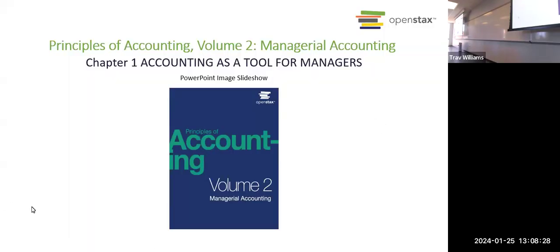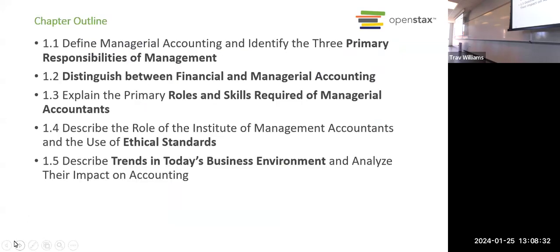Right. And like I said, we'll just do a quick review. We are learning about what managers do, since those are the folks we're learning to make reports for, right? We talked about the difference between financial and managerial accounting.